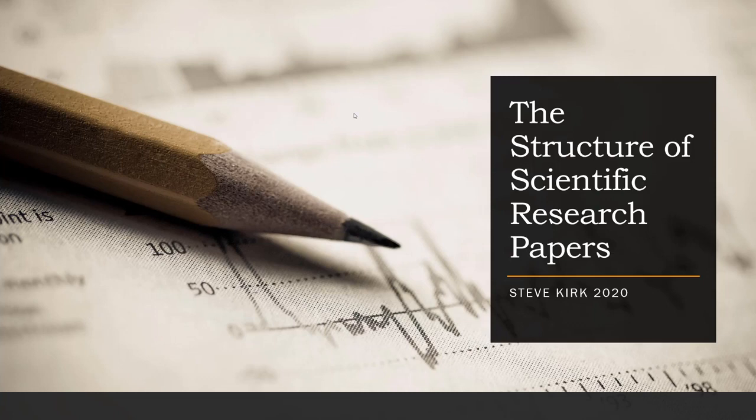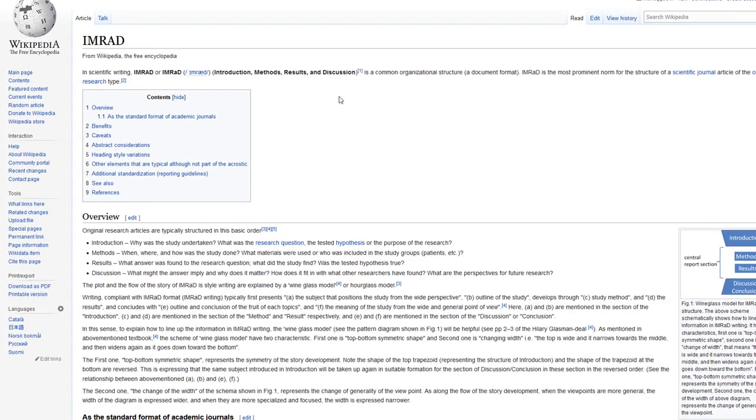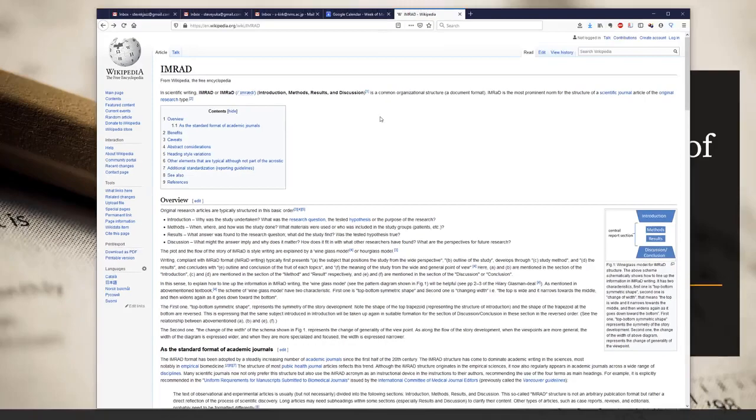Okay, the purpose of this video is to teach you about the basic structure of scientific and medical research papers. The structure of these kinds of papers is so common that it has a name, IMRAD, as you can see here. And you can see there's even a Wikipedia page about it. IMRAD stands for Introduction, Methods, Results, and Discussion.